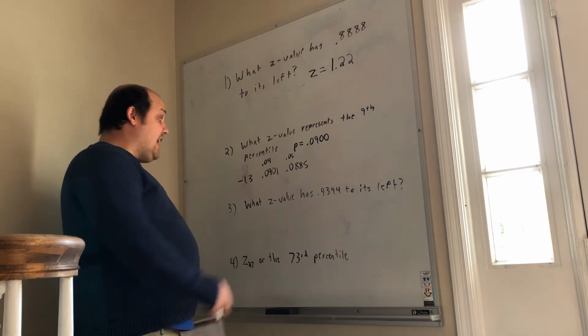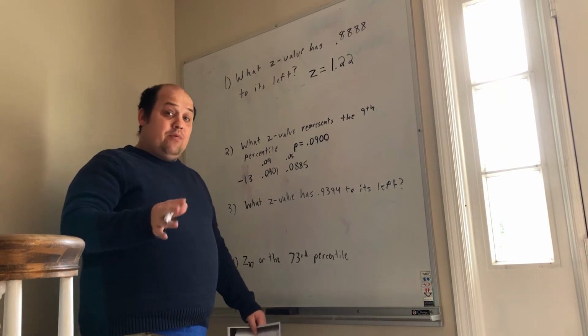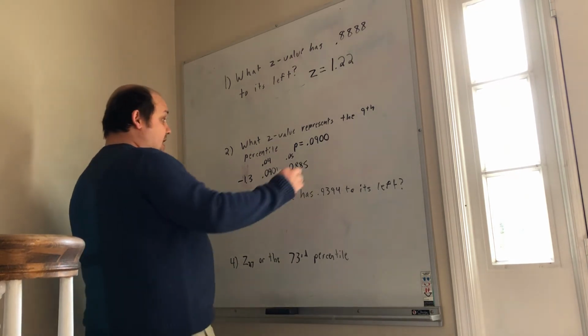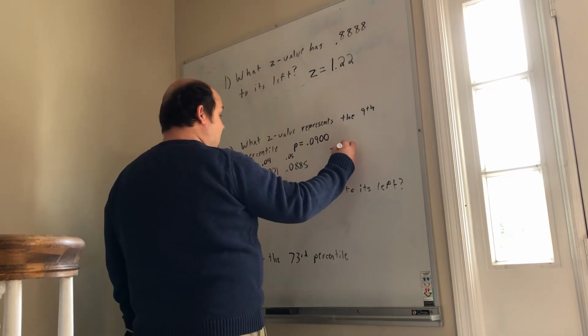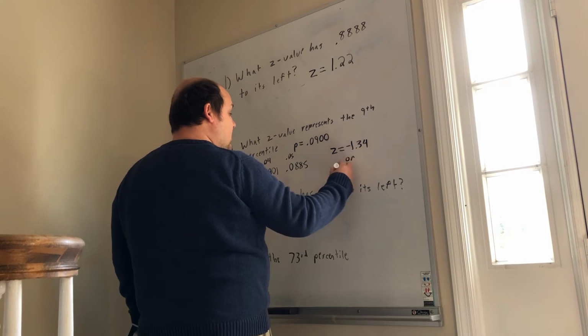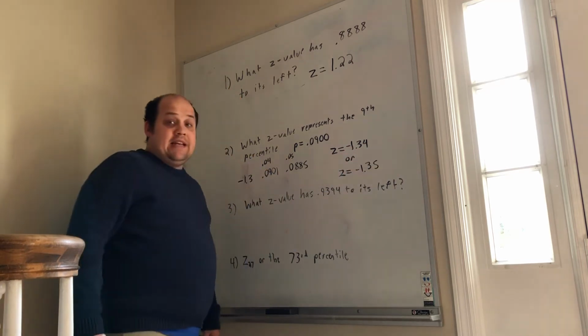So in this situation, either of these two answers would be acceptable on my test. When you look at Cengage, they're probably going to want the one that's closer. There might be a little trouble with Cengage accepting or not accepting your answers. That said, for me, you can either say z equals negative 1.34 or z equals negative 1.35. Either would be an acceptable answer.